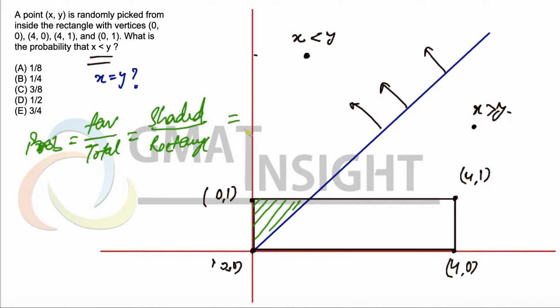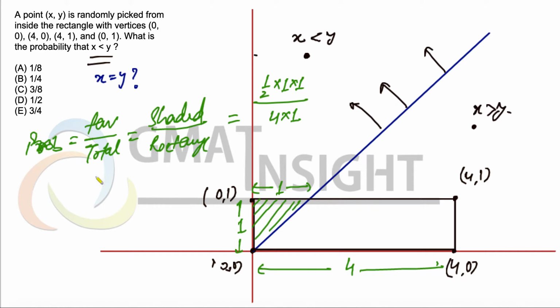So the shaded region, let's quickly understand. This distance is 1 unit as depicted in the y coordinate of this point. And since this line is x equal to y, this distance should also be equal to 1 unit, which means the area of the shaded region becomes half of 1 into 1. The area of the rectangle, let's quickly see. This is 4 units, whereas the width is 1 unit, so the area of the rectangle becomes 4 times 1. So the required probability becomes numerator 1 by 2, denominator 4, which is the same as 1 over 8. And that's our answer, which is option A.